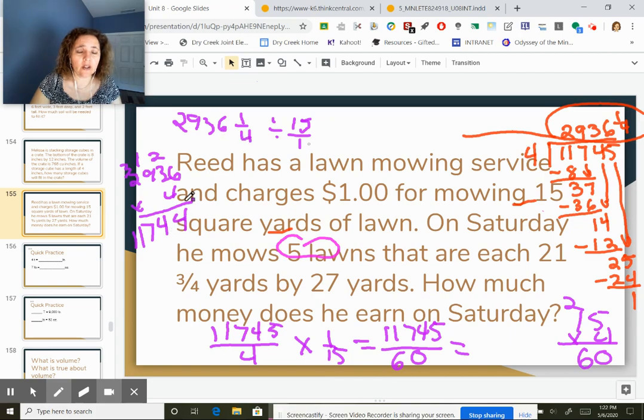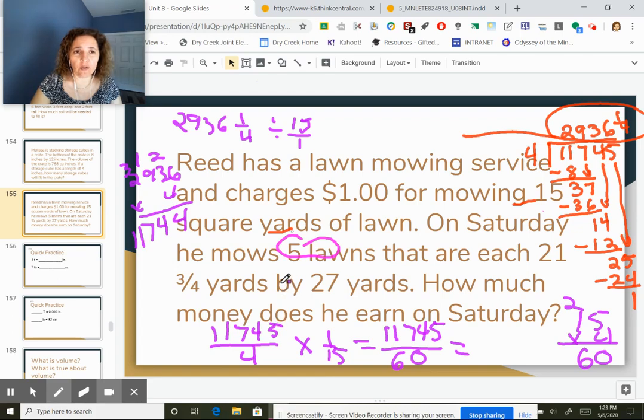I did this here. I got 6 times 4 is 24, carry my 2. 3 times 4 is 12, plus 2 is 14, carry my 1. 9 times 4 is 36, plus 1 is 37, carry my 3. 2 times 4 is 8, plus 3 is 11. So I wrote it plus the 1, right? So it gives me 11,745 over 4.